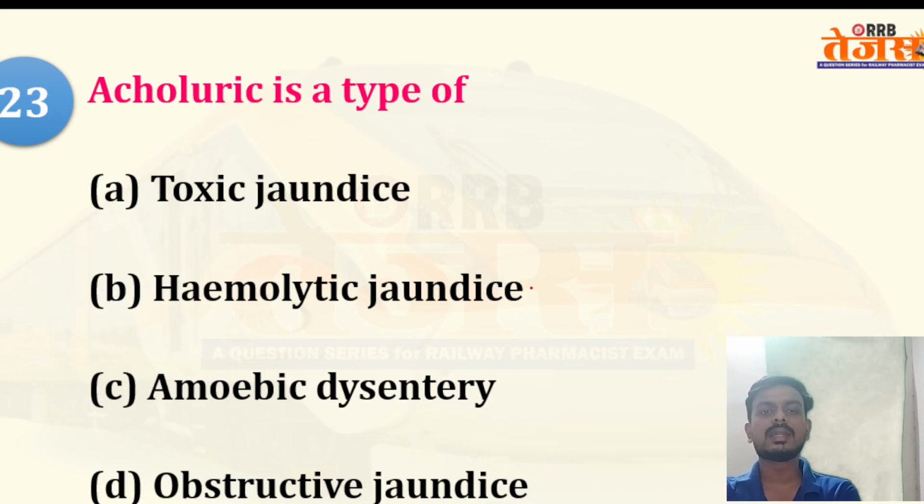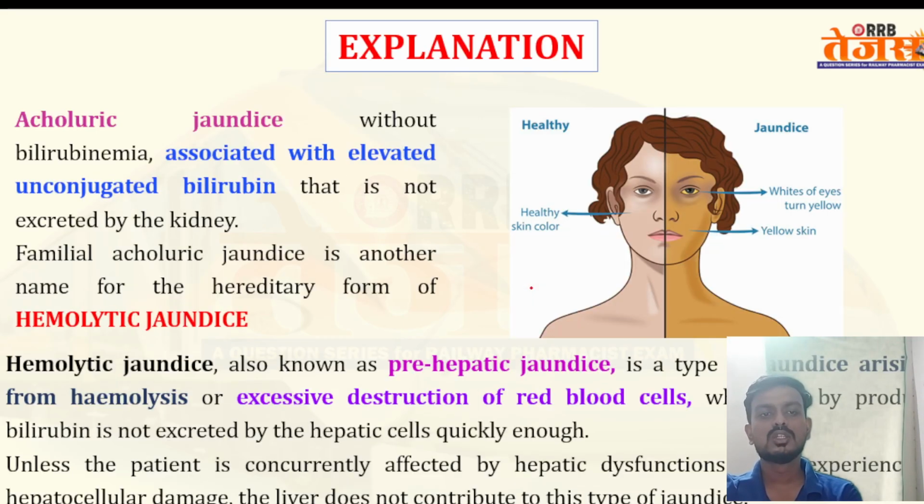Acholuric jaundice is a type of toxic jaundice, hemolytic jaundice, hemolytic dysentery, obstetric jaundice. So this is a type of hemolytic jaundice. Acholuric jaundice is without bilirubinuria, associated with elevated unconjugated bilirubin. So this is basically associated with unconjugated bilirubin, okay, that is not excreted by our kidney.